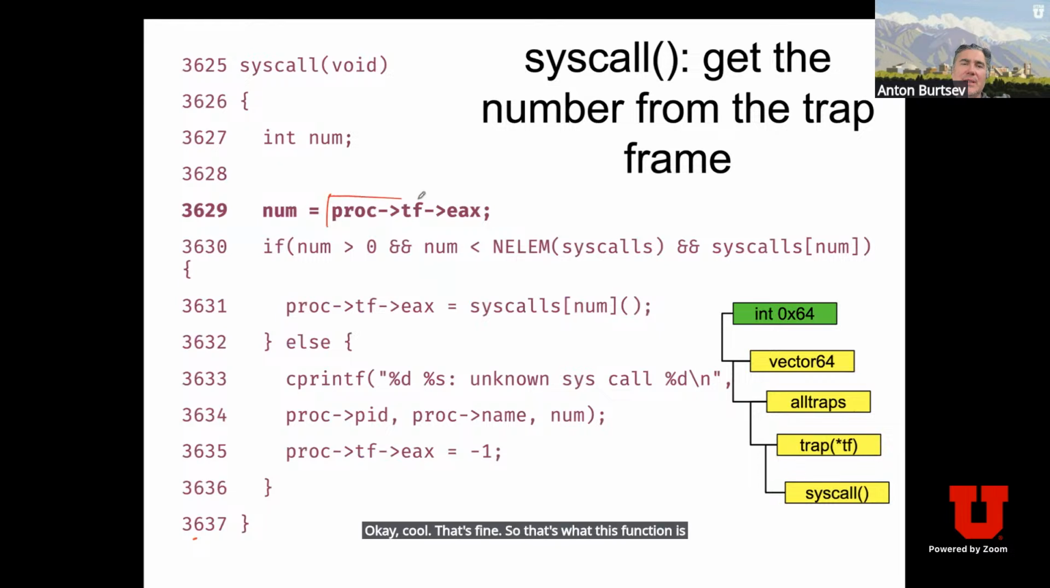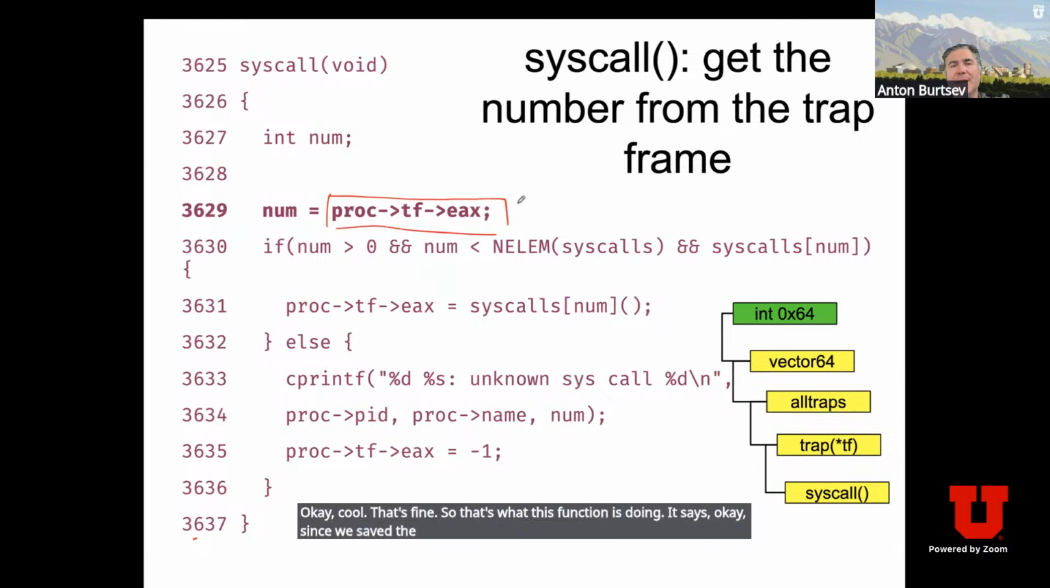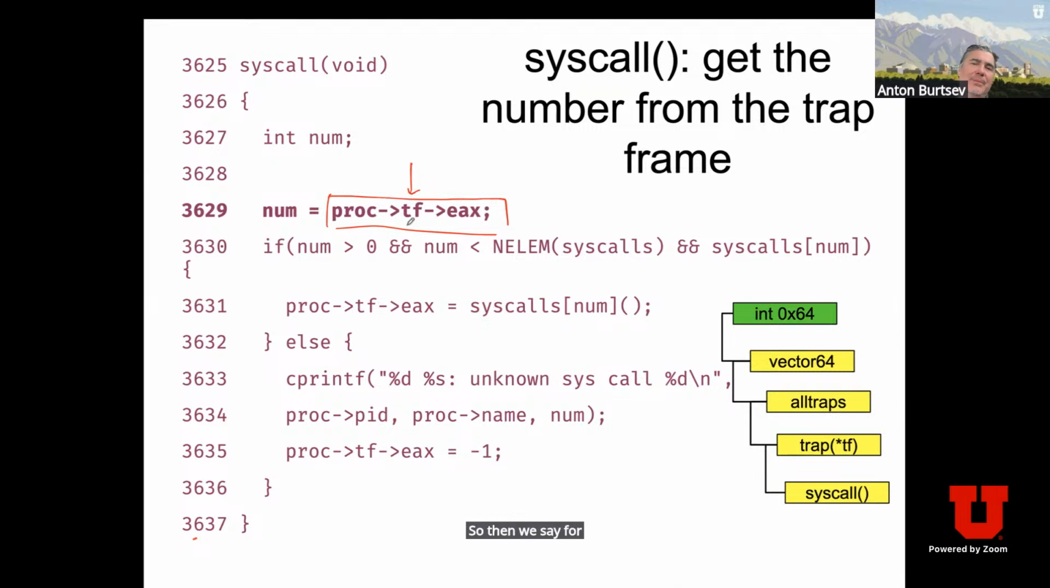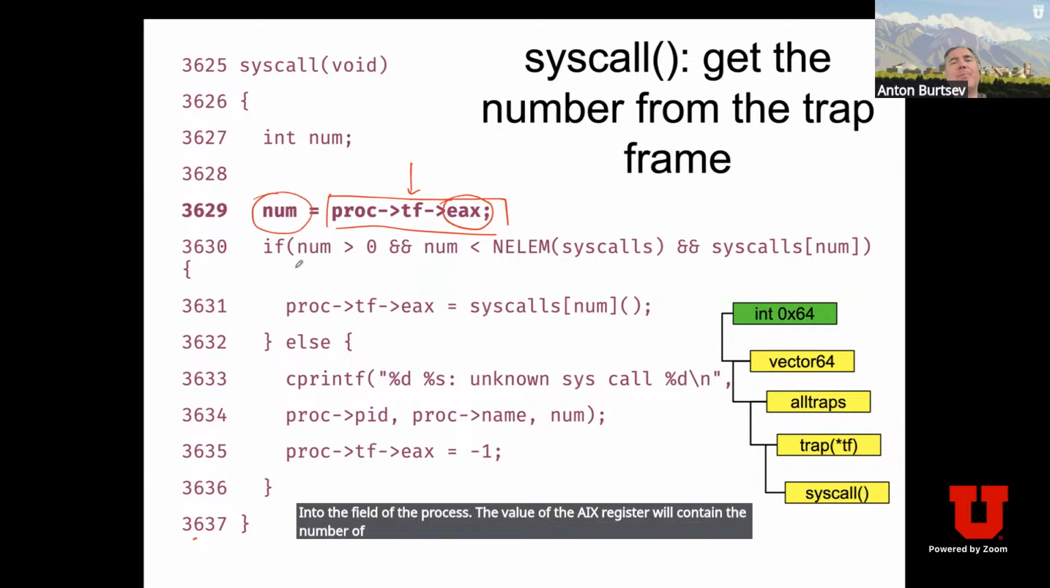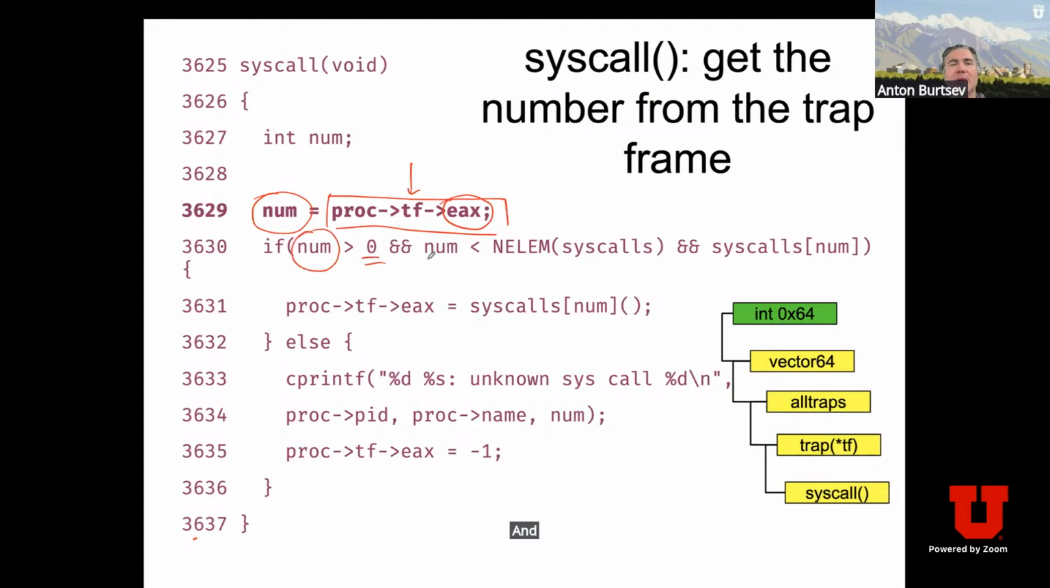So that's what this function is doing. It says, okay, since we saved the user value of EAX on the stack, and the stack we can access as a trap frame, and the trap frame is a data structure whose definition just matches the layout of the stack. Then for the current process, we save this pointer to the trap frame into the field of the process, and the value of the EAX register will contain the number of the syscall. So we get this number, right? And we do a little bit of checks here. We say, look, the number should be greater than 0, and it should be less than the max number of system calls we support.